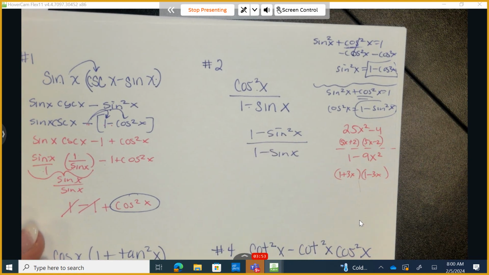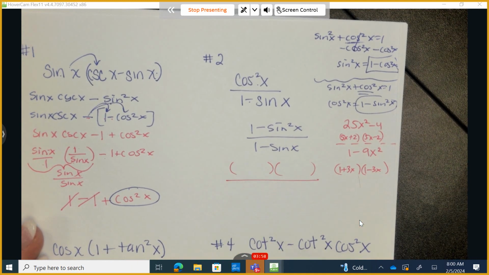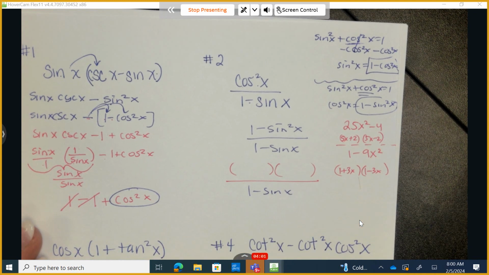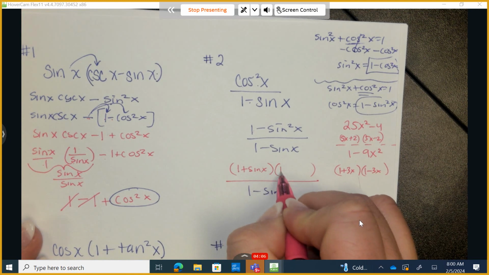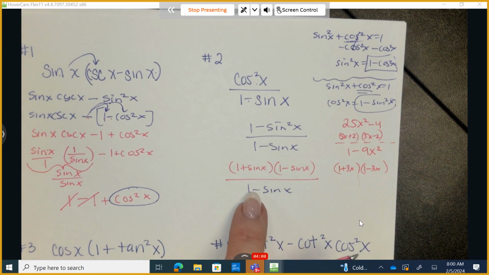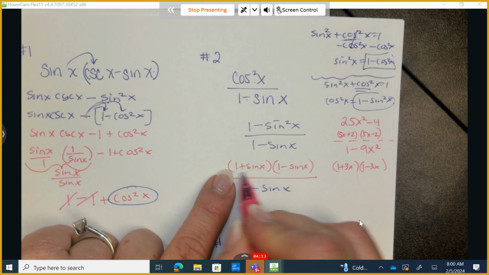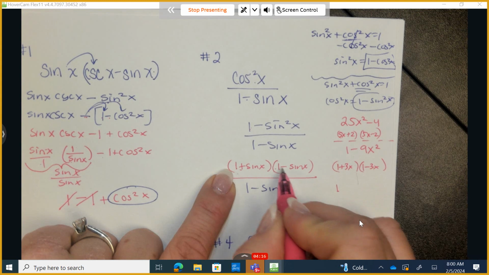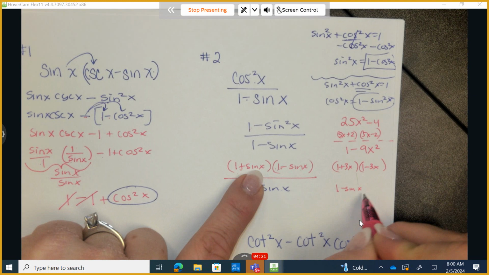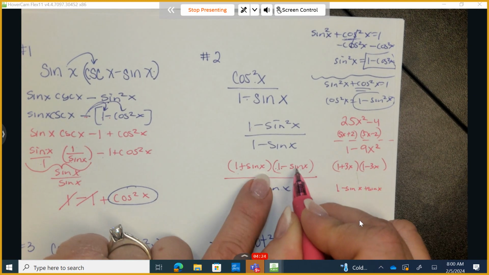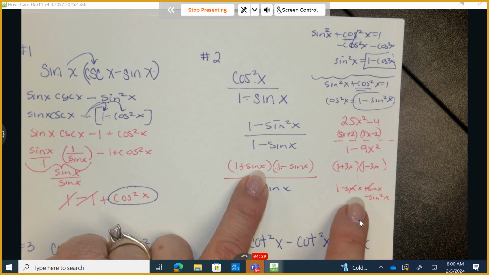So on top I'm able to rewrite this as 2 different quantities, leaving 1 minus the sine of x in the bottom. I can expand this to 1 plus the sine of x and 1 minus the sine of x. If I asked you to FOIL this, the fronts multiplied give you 1 times 1. The outsides give you a negative sine of x. The insides give you a positive sine of x. And the lasts give you minus sine squared x. That's how you end up with 1 minus sine squared x.